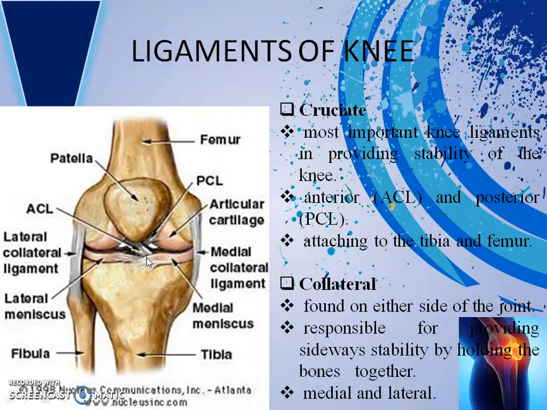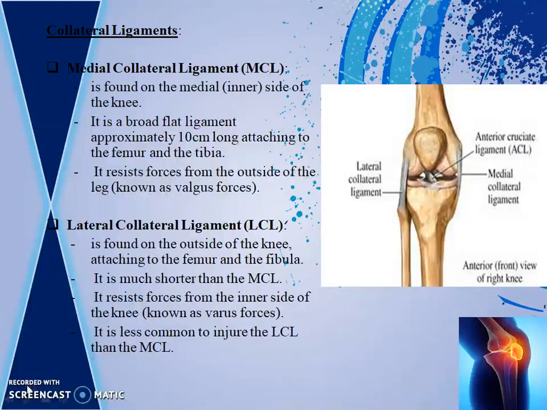And it also has collateral ligaments found on either side of the joint, responsible for providing sideways stability by holding the bones together. They are known as the medial collateral ligament and the lateral collateral ligament. Here's the medial collateral ligament, as you can see here, and this is the lateral collateral ligament.